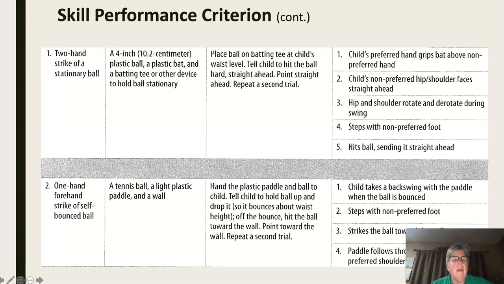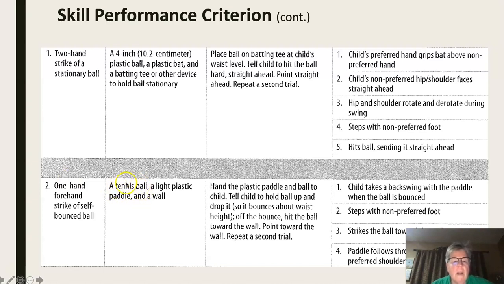When we look at, again, the ball skills subtest, the 2-hand strike of a stationary ball has been in the TGMD-2. Again, some things have changed with the criteria a little bit. So this direction, making contact with the ball and sending it in a direction of straight ahead. So again, the specific directions ask you to point straight ahead to notify the student where that ball should be traveling upon contact. And then here's one of the new additions, a 1-hand forehand strike of a self-bounced ball.